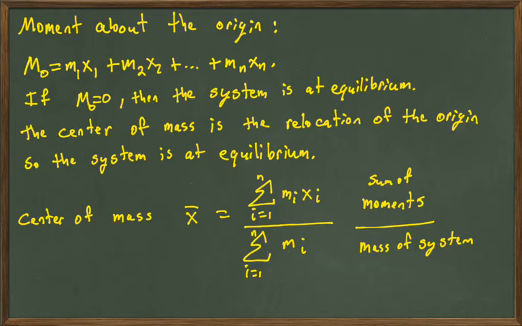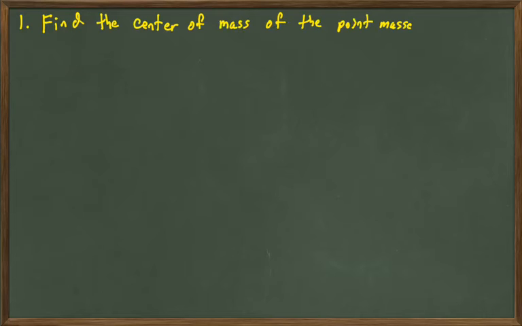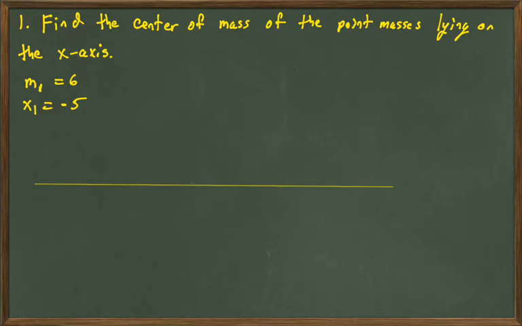Okay, so let's go ahead and do an example of this. We're going to find the center of mass. We have a couple of point masses lying on the x-axis. The first one, mass 1, has a mass of 6, and the location is x1 equals -5.